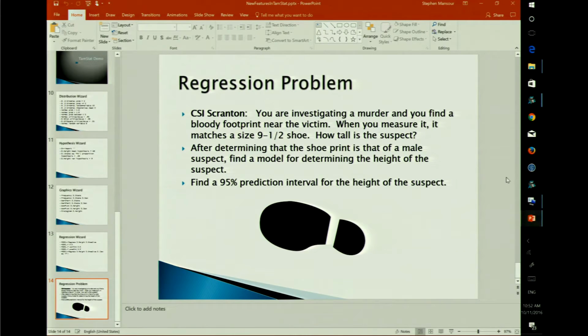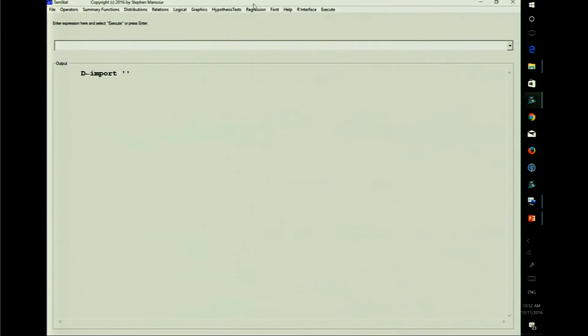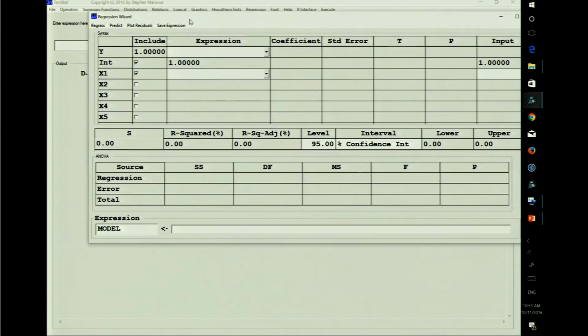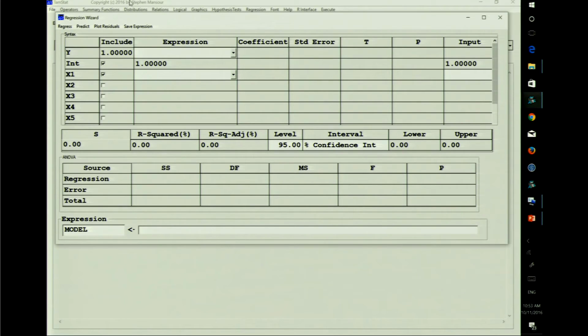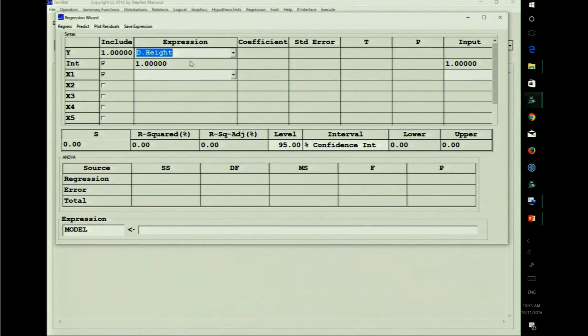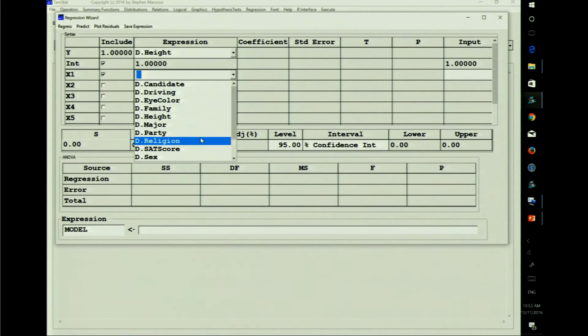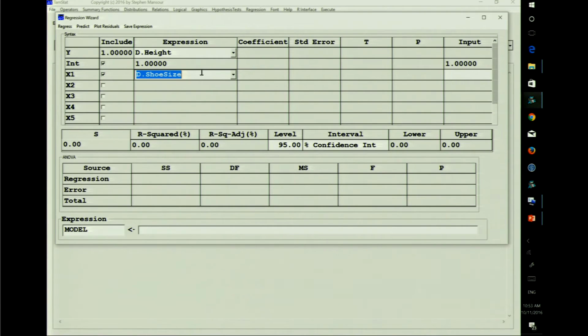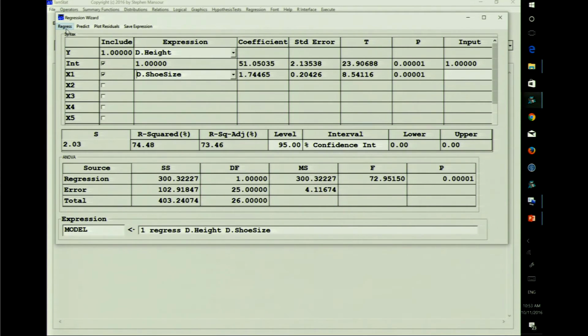Let me go back to TamStat here, and I'm going to go to my regression wizard. Basically the y value would be the height, and the x value would be shoe size. So we go down and find shoe size, and now I put that in. Now I hit regress, and it calculates the coefficients: 51.05 is the intercept, and 1.74 is the slope.